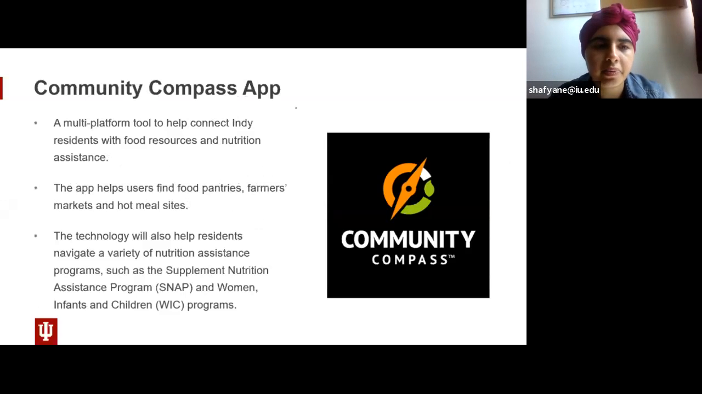The Community Compass app is a multi-platform tool that helps connect Indy residents with food resources and nutrition assistance. This app helps users find food pantries, farmers markets, and hot meal sites. The technology also helps residents navigate a variety of nutrition assistance programs such as SNAP and WIC.